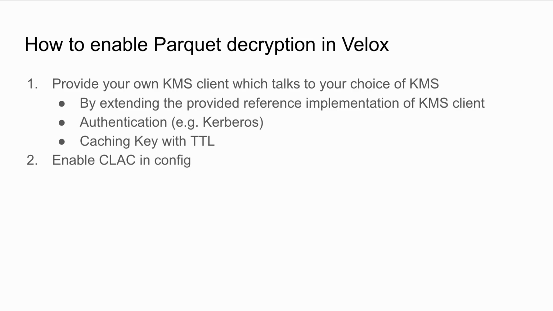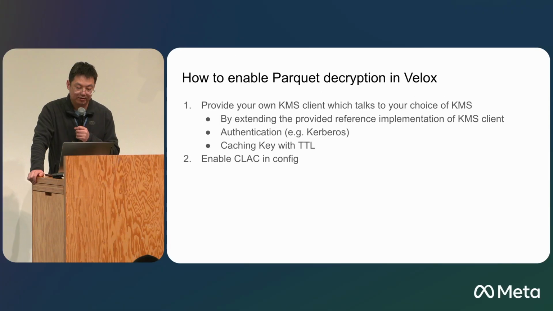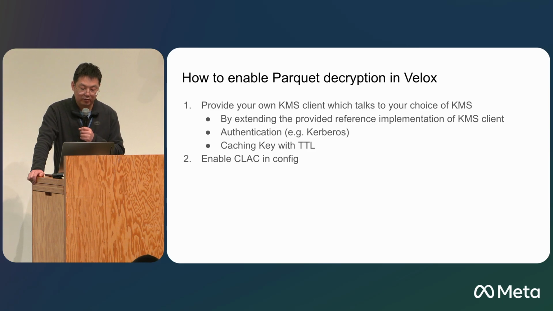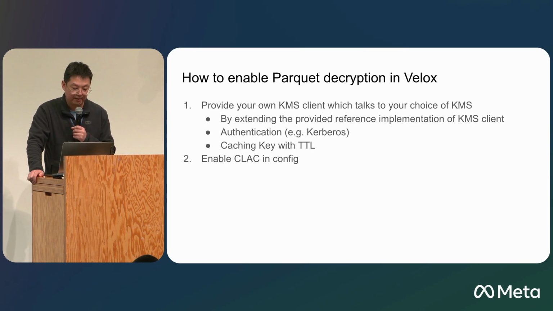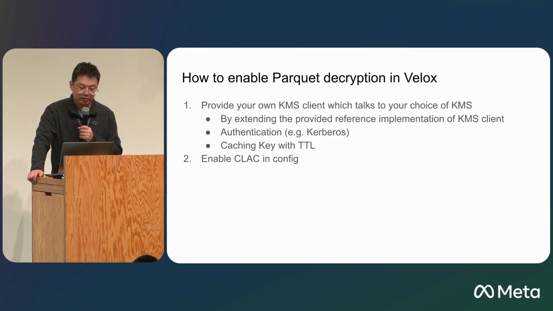implement the method. So maybe you will need to do some authentication when calling KMS. We also provide some caching in this client, so if some columns share the same encryption key, it can save you some requests to KMS. After you implement the KMS client, you need to enable CRC in config. By default, this CRC logic doesn't affect your existing flow.